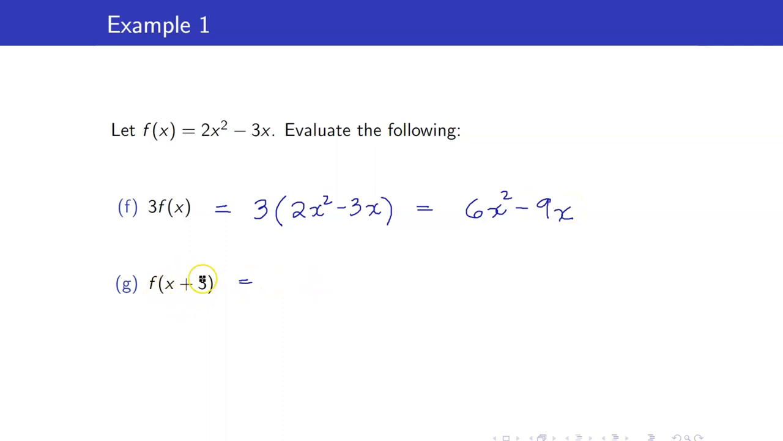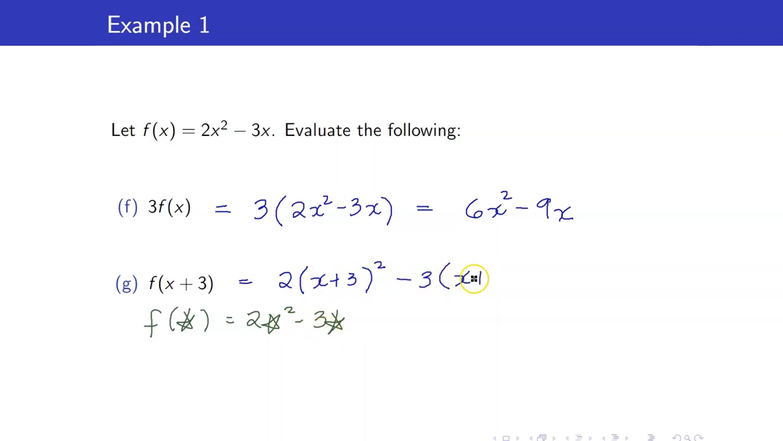I have an expression inside your f which involves x. F of x plus 3. I will write my f of x as f of star again. We now have f of x plus 3 is now equal to 2 times x plus 3 squared minus 3 times x plus 3.